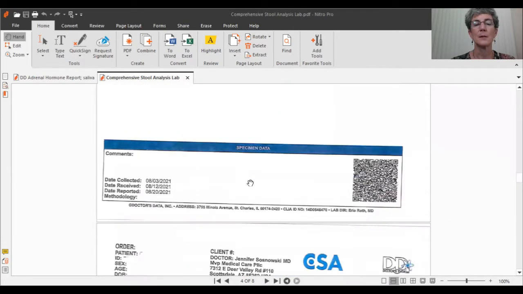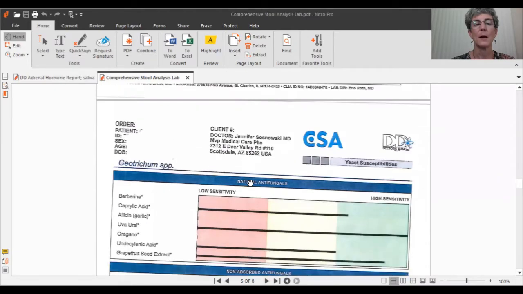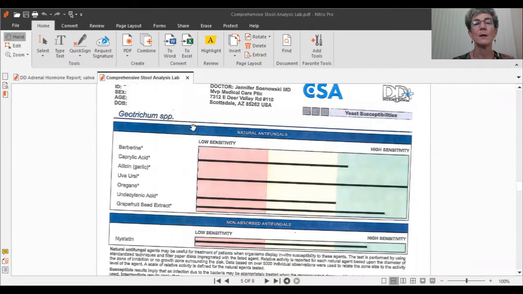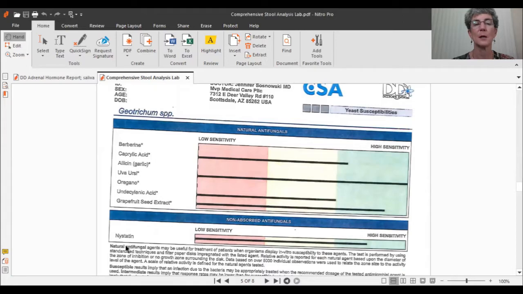In this case, there is a sensitivity report given for the geotrichum to see what herbs it will respond to and if there are any antifungals or antibacterials that it will respond to. I typically don't use prescription drugs. I will use supplements, and I usually use a combination of 2 supplements to kill off a yeast or a bacteria, because I know that if it gets resistant to one, I've still got the other one to work.